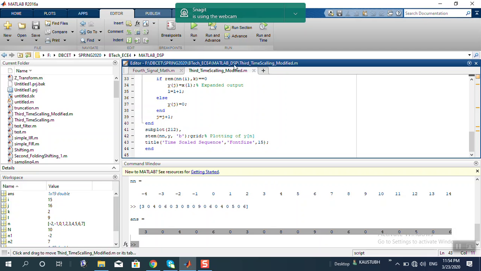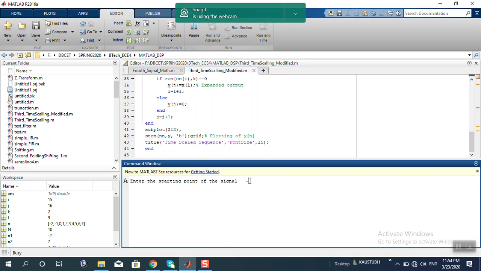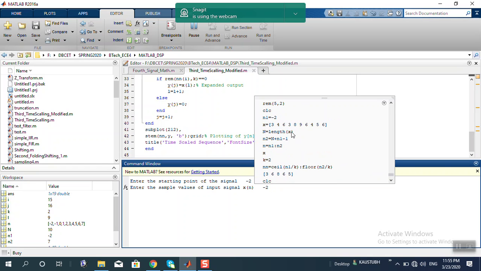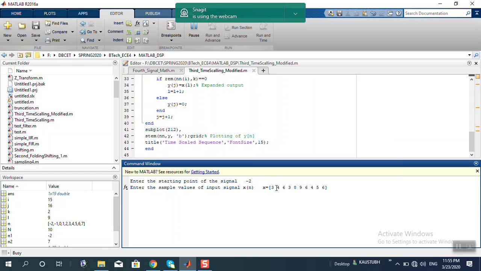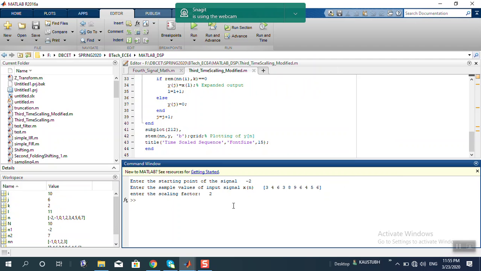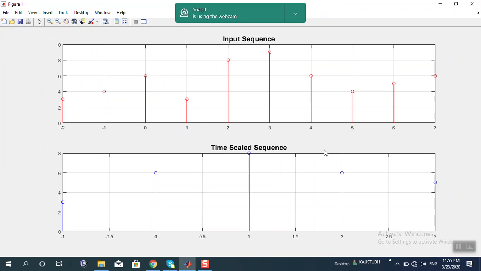Let us run it. So I'm just executing it. Here you see, enter the starting point of the signal. Let us put say minus 2. Then I am giving the values that I had taken for the example. Okay, this is the original signal. Now I am using the scale factor 2. So as you can see here, this is the compressed signal. It was at minus 2 to 7. Now it is minus 1 to 3. In between these two, these get discarded.